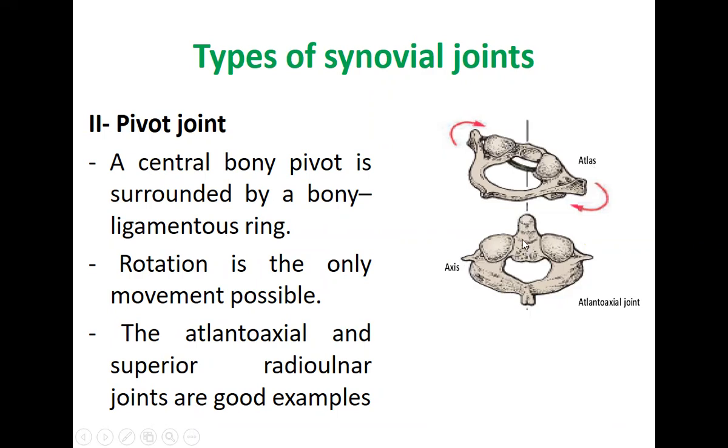So there is a long structure here, over which this vertebra will move sideward. This is helpful for the saying-no movement. This is because of the pivot here, on which the first vertebra will move on the second vertebra. A central bony pivot is surrounded by a bony ligamentous ring.